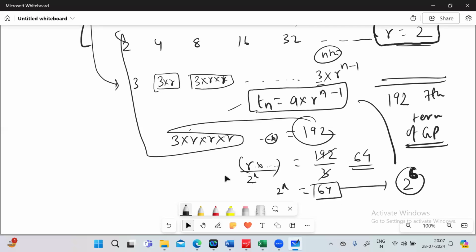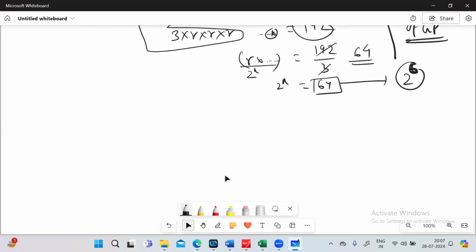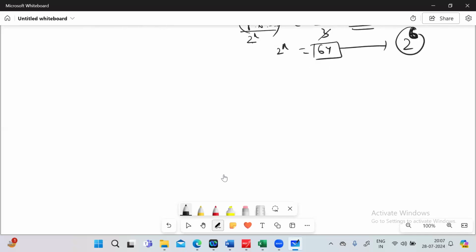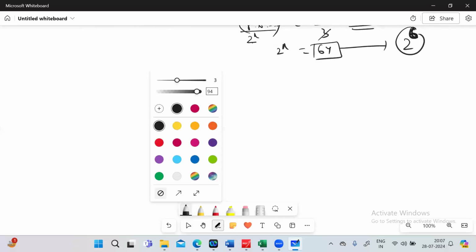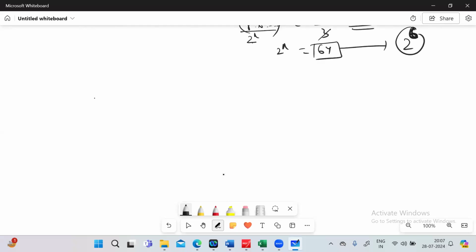Next thing was the summation of the series. So here we will not be deriving the summation formula, but I'll write it: the sum of n terms would be a into r to the power n minus 1, divided by r minus 1.